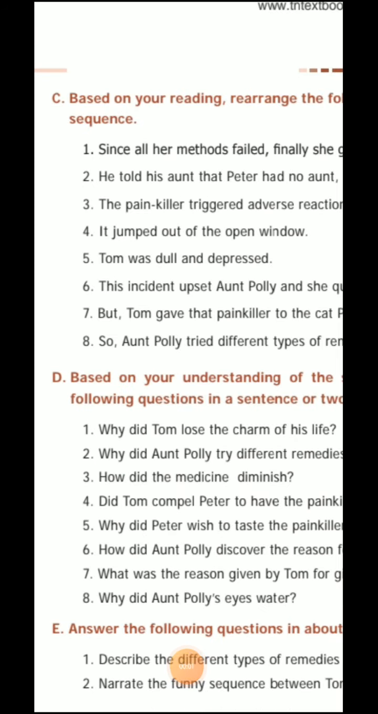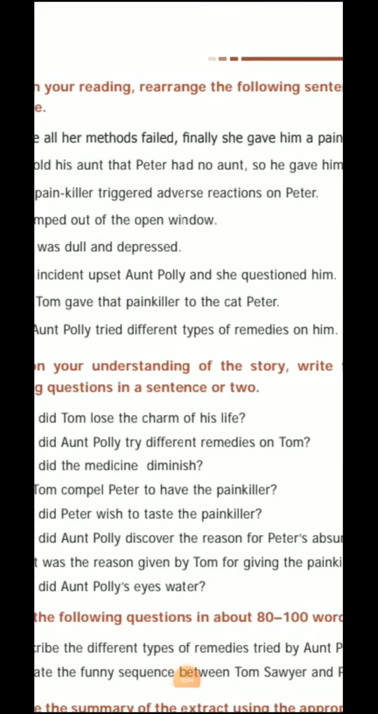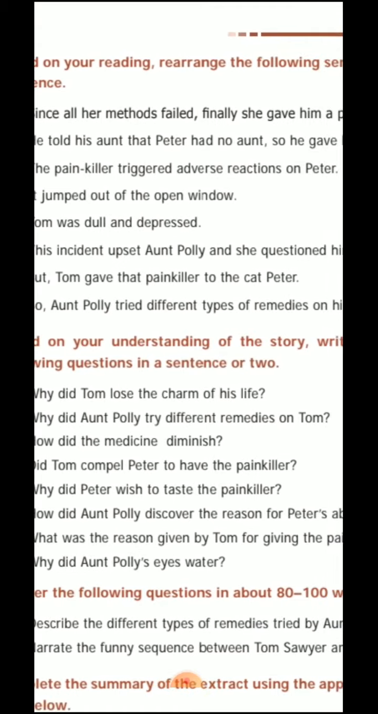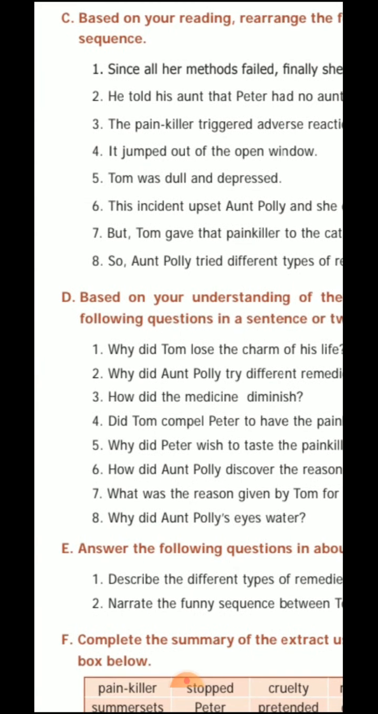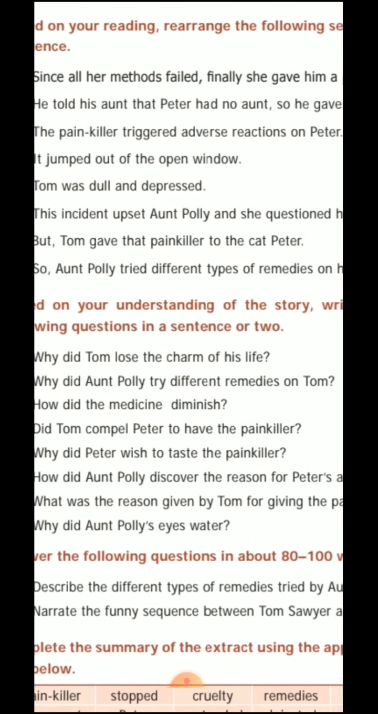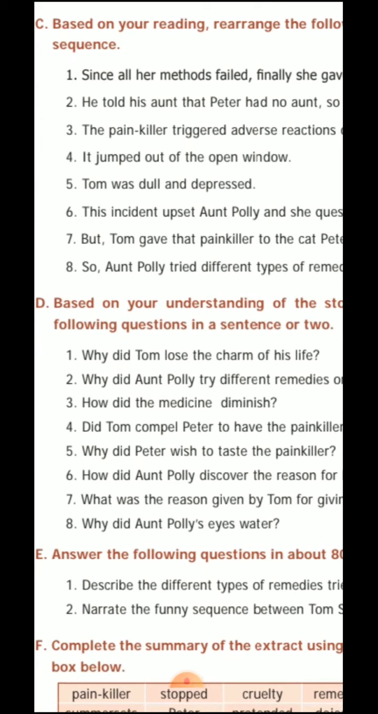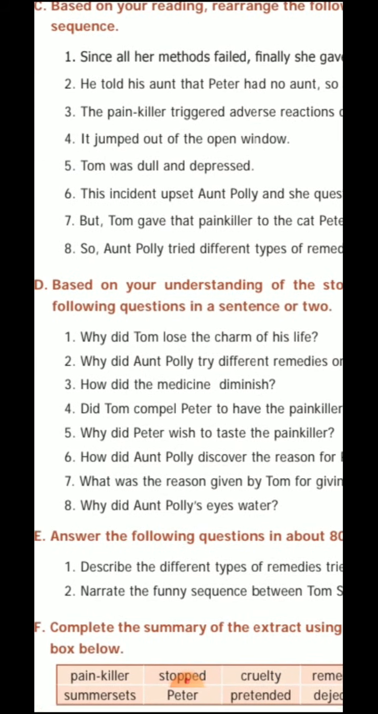See the C part. Based on your reading, rearrange the following sentences in the correct sequence. First, since all her methods failed, finally, she gave him a painkiller. Second, he told his aunt that Peter had no aunt, so he gave him the medicine. Third, the painkiller triggered an adverse reaction on Peter. Fourth, it jumped out of the open window.